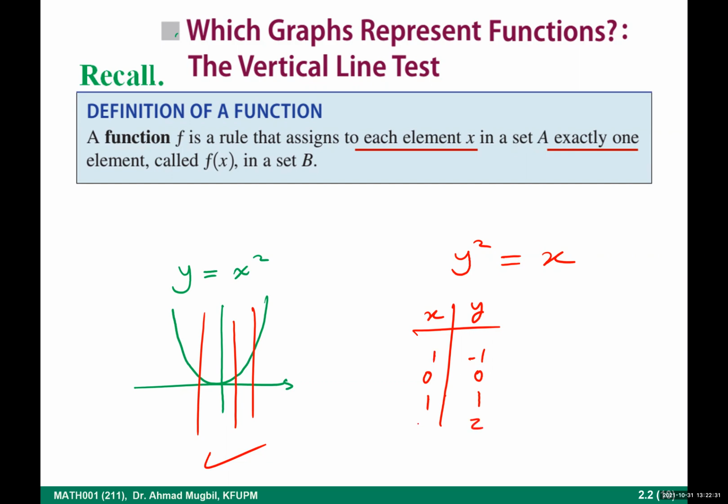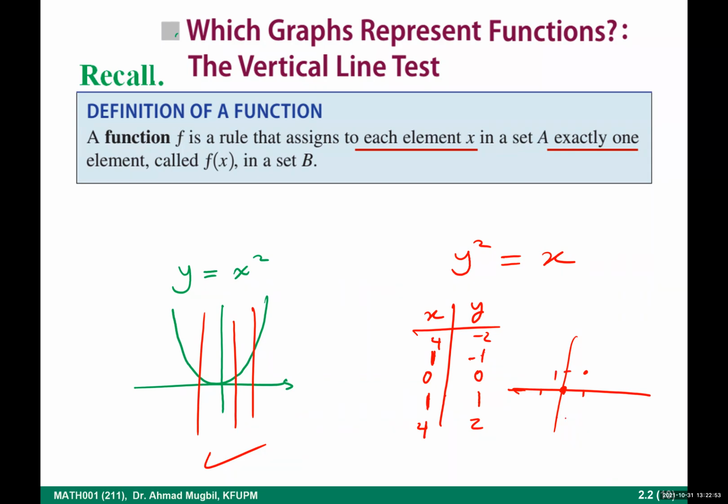Similarly, now you will plot points. What will you get? 0 and 0, 1 and 1. When y is 1, x is 1. When y is negative 1, x is 1. When you have x equals 1, you have what?